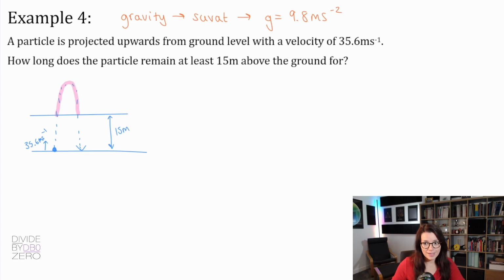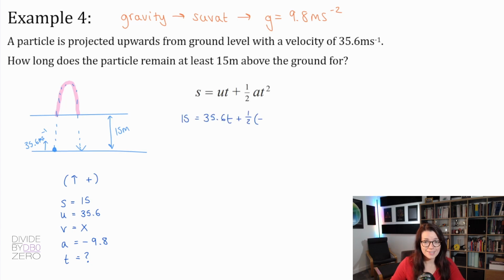Let's set up our suvat. So again, I'm going to take up as being positive, but you can do down if you want to. I'm going to write SUVAT, and the displacement I'm interested in is 15 above ground level, so positive 15. Initial velocity, positive 35.6. Final velocity, not interested. A is minus 9.8, and T is what we are interested in. So we want the suvat equation that does not involve v, which is here, and we're just going to sub in our values and solve for t.